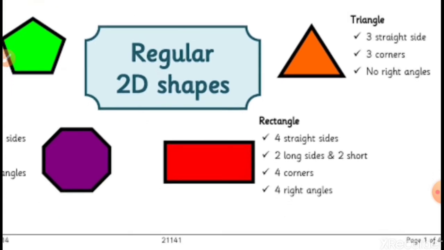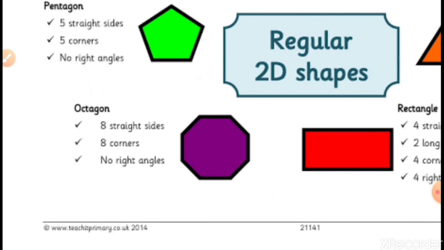The next is rectangle. A rectangle, again, has 4 straight sides, 2 long sides and 2 short sides, because 2 sides are of equal length. 2 sides does not mean any sides, it has to be opposite sides. 2 sides means opposite sides are of equal length. So this is a rectangle. 4 straight sides, 2 long sides, 2 short sides, and since 4 sides are there, so again 4 corners are there. Then this is an octagon.